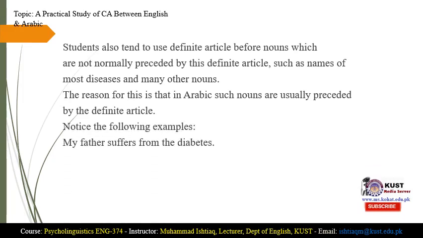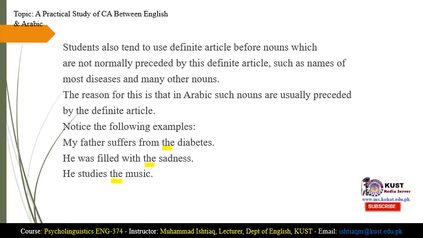Notice the following examples. My father suffers from the diabetes. Look, the use of the is actually incorrect. My father suffers from diabetes rather than from the diabetes. Similarly, he was filled with the sadness. He was filled with sadness, not with the sadness. Again, he studies the music. He studies music, not the music.